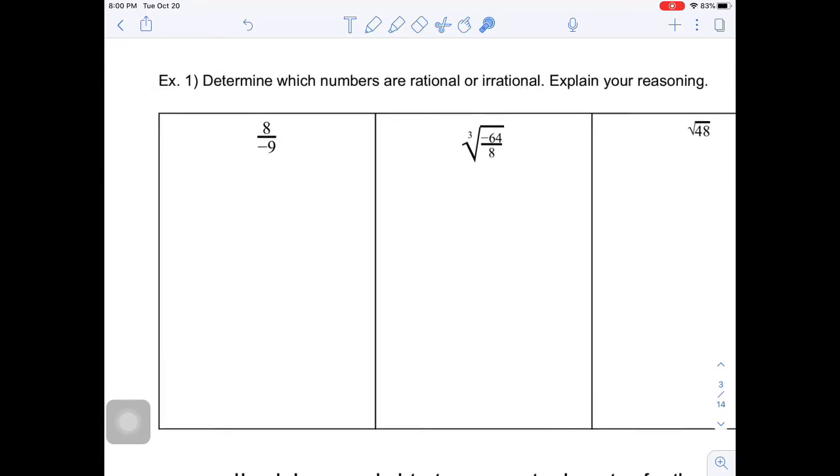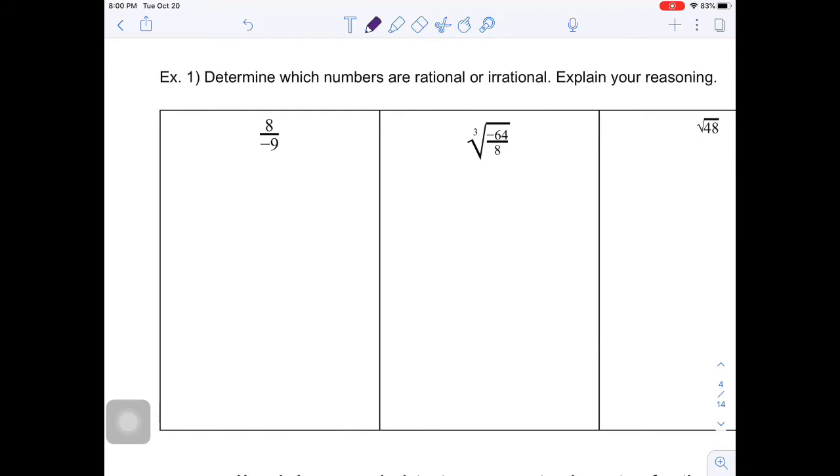Explain your reasoning. Well, here, recognize that 8 over negative 9 can also be represented as negative 8 over 9. Okay, they're all the exact same thing. This negative value can kind of float and go to wherever it wants.